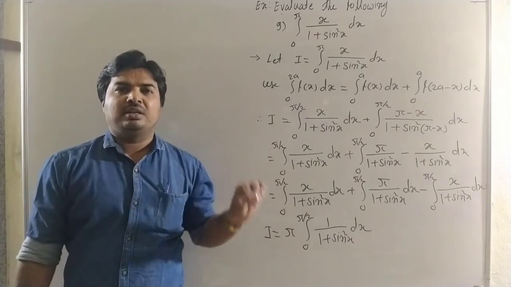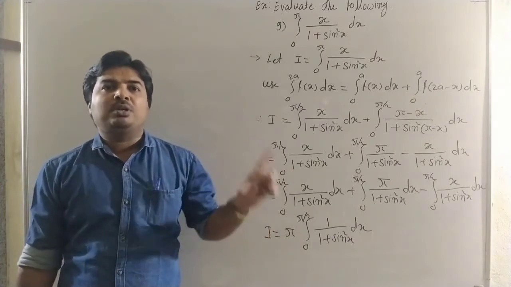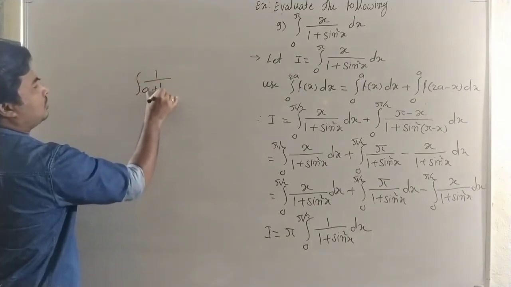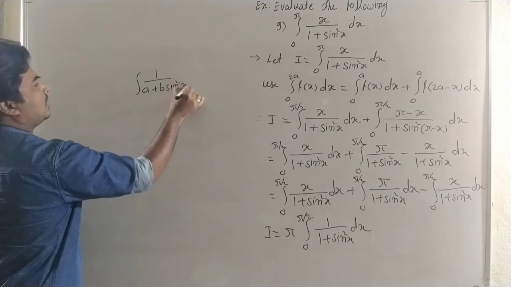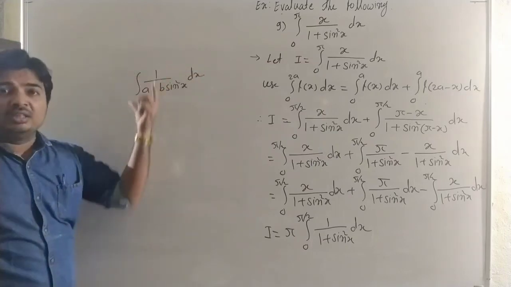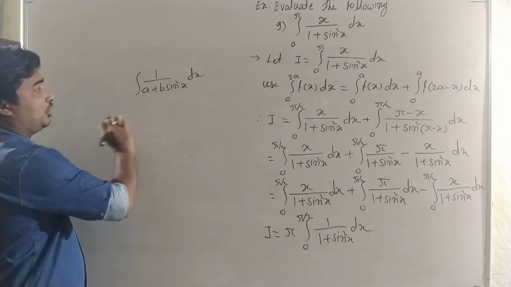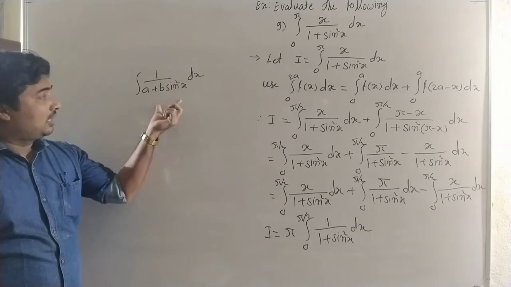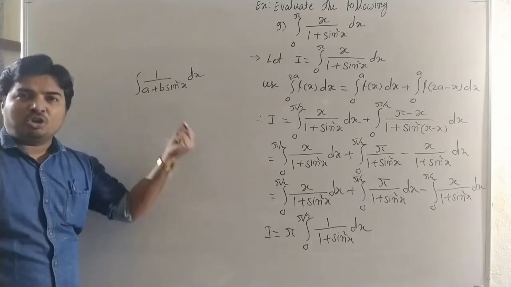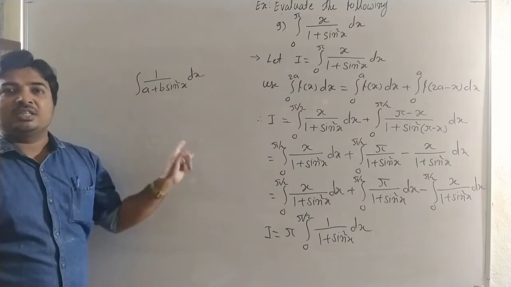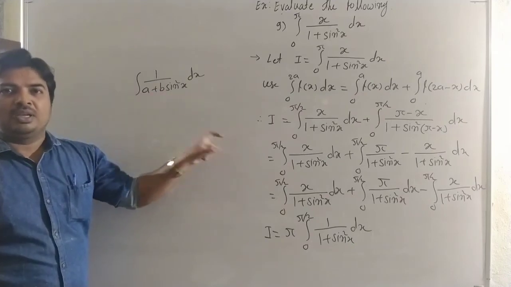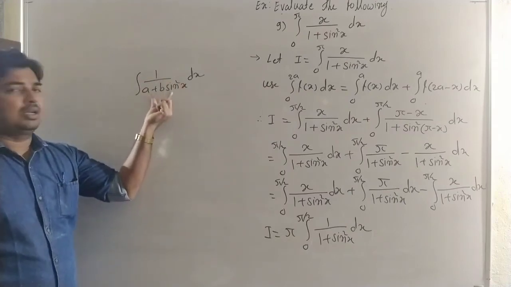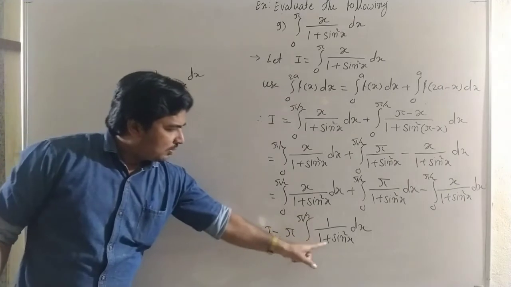Now we can solve this integral. It is of the type of indefinite integration 1 upon a plus b sine square x dx, and in this type the solution method is: first divide numerator and denominator by cos square x. Second step, in the denominator use sec square x is equal to 1 plus tan square x. Then third step, put tan x is equal to t. This is the solution method of this type of example.